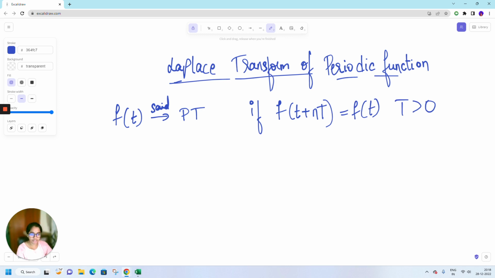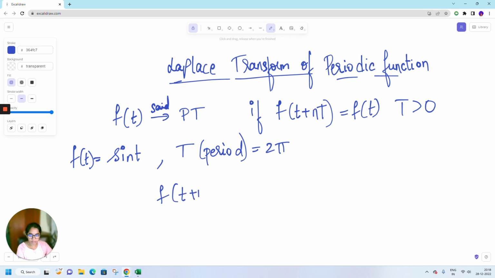Now for example, let me take sin t. Yes, f of t is sin t. Say T, that is capital T, is called the period. Suppose T is equal to 2 pi. Now, what is f of t plus nT?